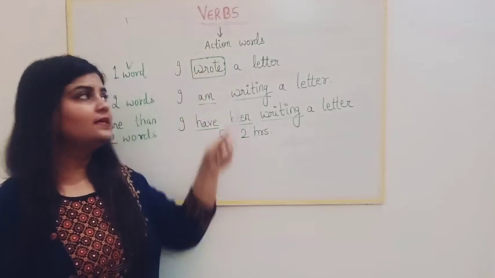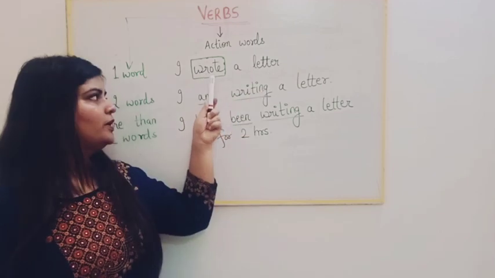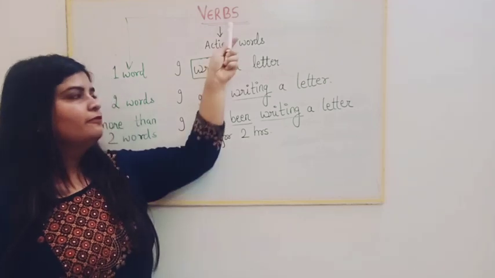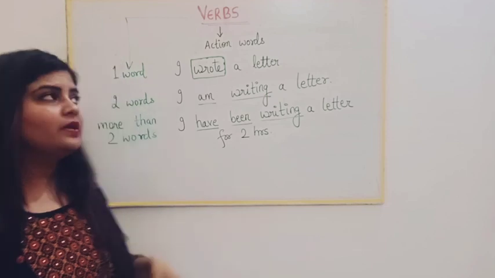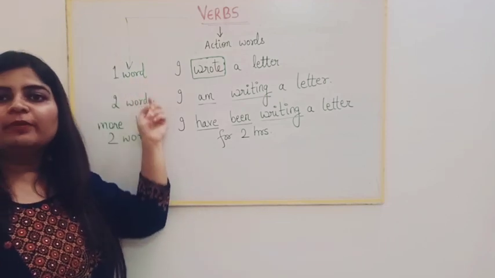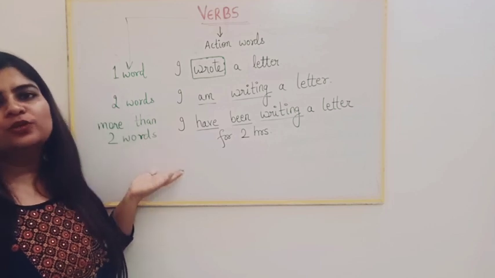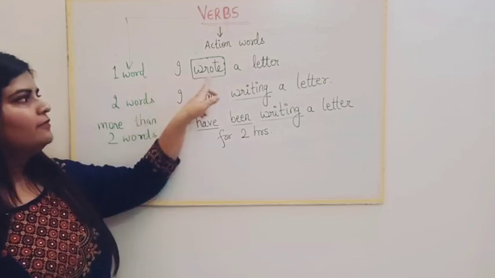Here you can see, I wrote a letter. Here wrote is the action that has been performed. So wrote is the verb. What else? A verb can be a single word. It can be made up of two words or it can be more than two words. Let's understand this. One word, we have done this.